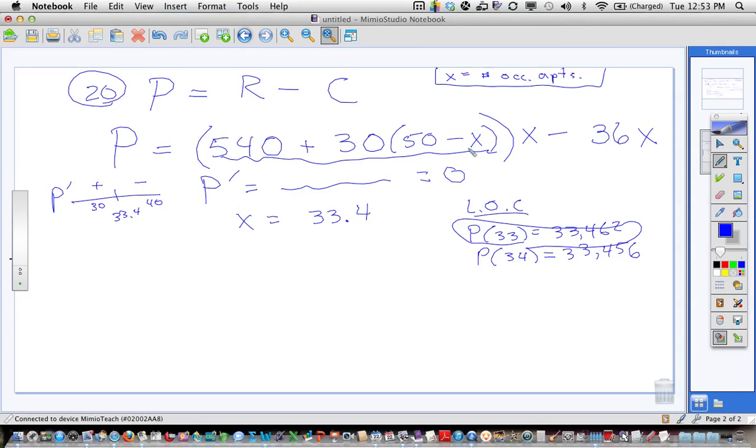50 minus 33, that'd be 17 price increases. 17 times 30 is 510, plus 540, 1,050. So to maximize profit, this scenario is saying that this person should leave 17 of theirs unoccupied and charge 1,050. Well, it really means he should charge 1,050, which might mean 17 of them will be unoccupied, but he'll still make more money. Okay? Now, if he can get 1,050 and get them all to be occupied, that'd be great. But again, it would depend on demand. And the demand in that particular area is saying that this is what would happen.